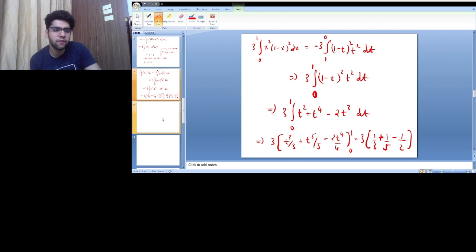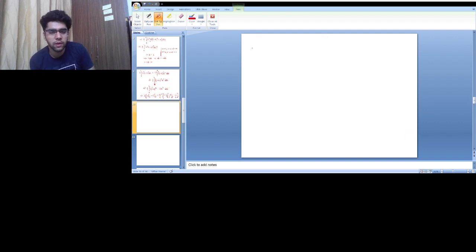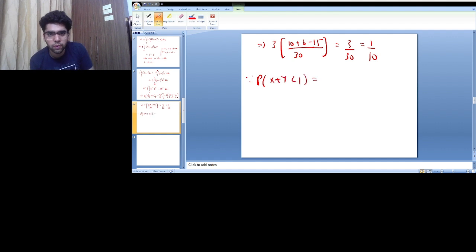So the LCM of 3, 5 and 2 is 30. So this will give me 3 into (10 plus 6 minus 15) by 30, so I'll be getting 3 by 30, which is equal to 1 by 10. Therefore my probability of x plus y less than 1 is equal to 1 by 10. Let me just check the answer. 1 by 10, yes, 1 by 10 is the answer.